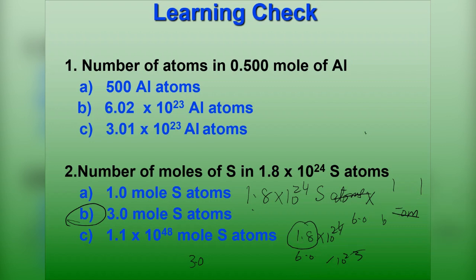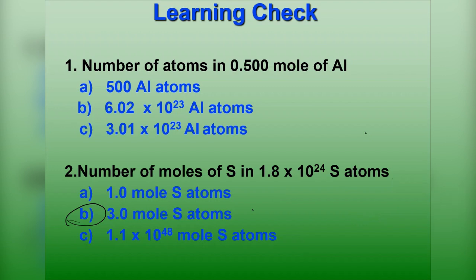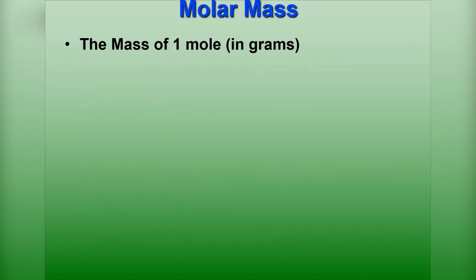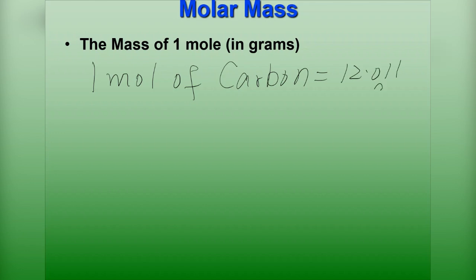This is a simple calculation. Okay. So that way we calculate moles. If you are given mass in gram, first you calculate moles and then you go to atoms. Okay, let's continue. Molar mass, the mass of 1 mole in gram. How do you find the mass of 1 mole in gram? 1 mole of carbon. Check the periodic table, 12.011 gram.